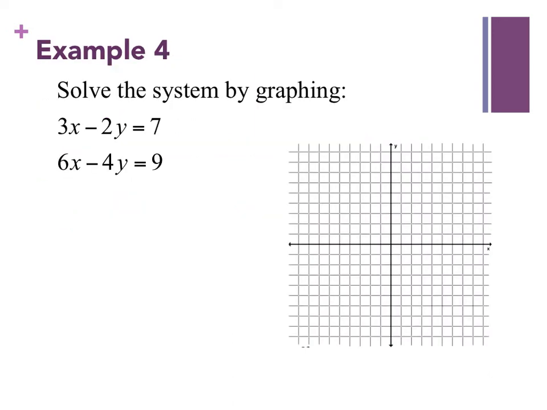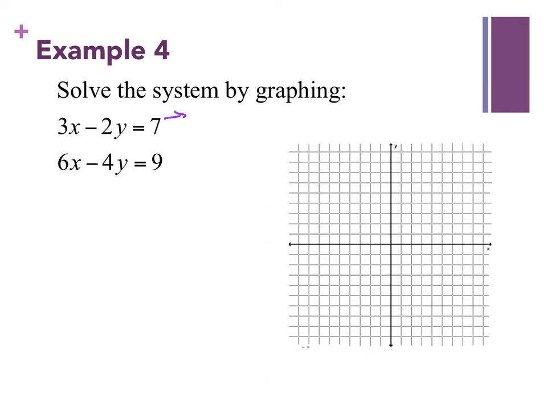All right, so it says solve the system by graphing. So the first thing I have to do is identify what types of graphs these are. What are both of those? Lines, parabolas, square roots, what are they? Line. They're both lines, right? So I want to solve it for y.